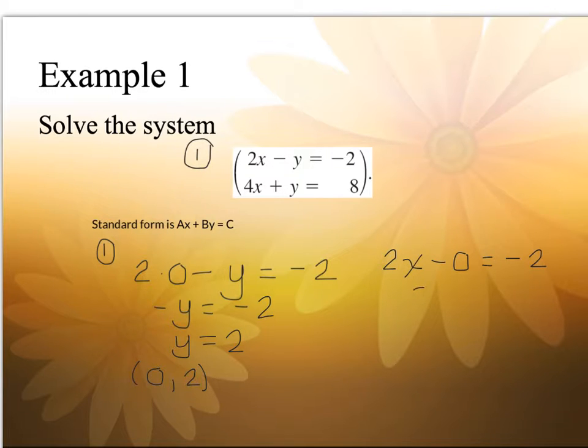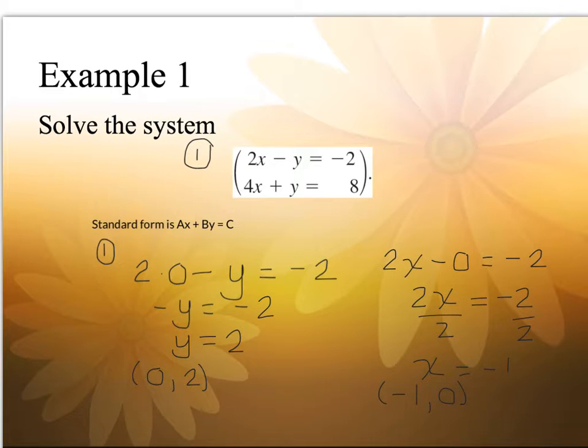Obviously, that will produce the equation 2x equals negative 2, and when we divide both sides by 2, we find that x is equal to negative 1. So another point that's on that line is where x is negative 1 and y is 0, because we substituted 0 in for y. So we're going to graph that line here, and we're going to see that that line crosses through the points (0, 2) and (-1, 0).